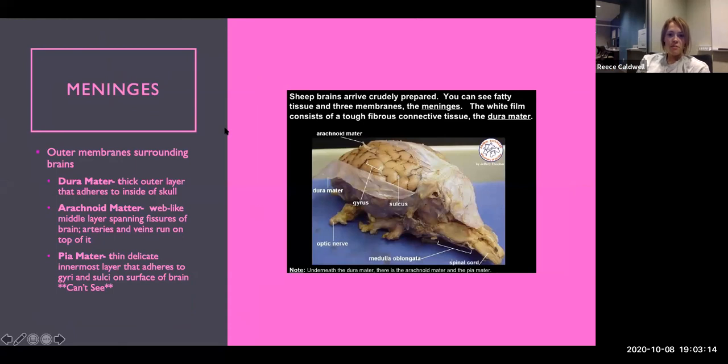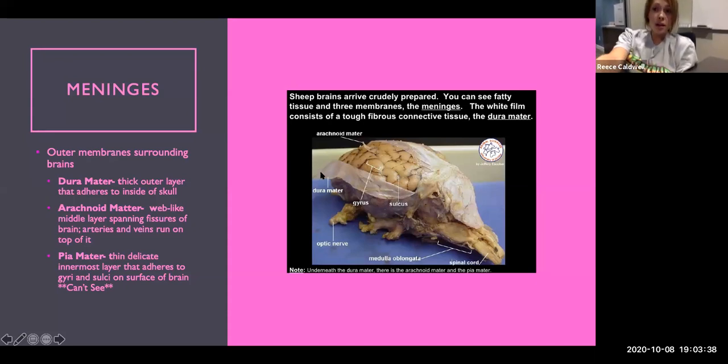So the meninges, we looked at these with the spinal cord. Remember, we have the dura mater, the arachnoid mater, and the pia mater. The dura mater is, again, that thick outer layer that adheres to the inside of the skull. Thick outer layer. Dura mater in Latin means tough mother. You can see the dura mater right here.